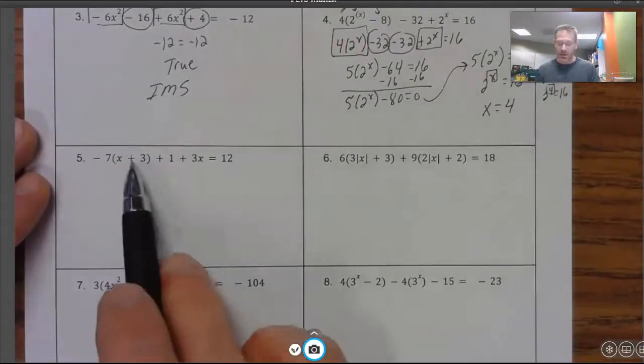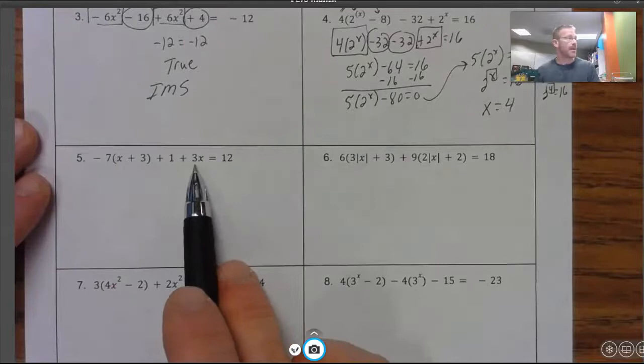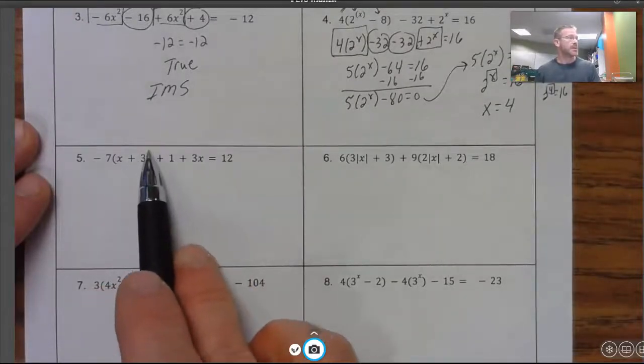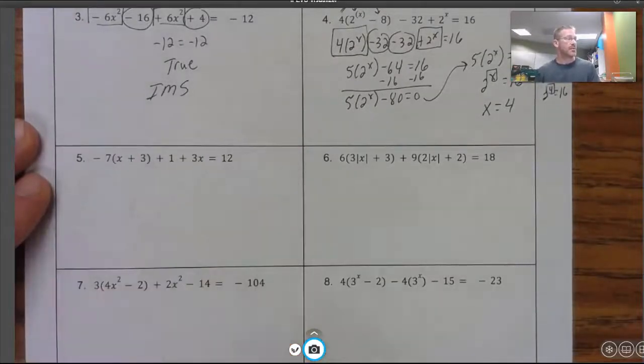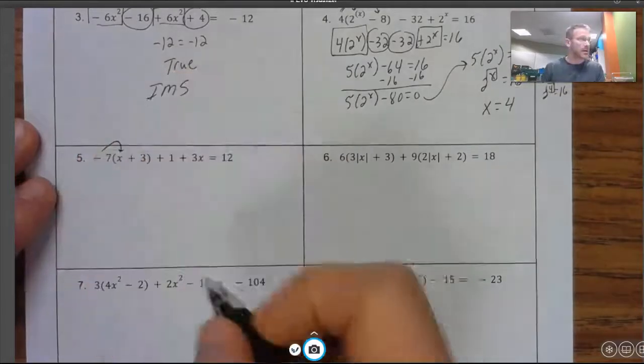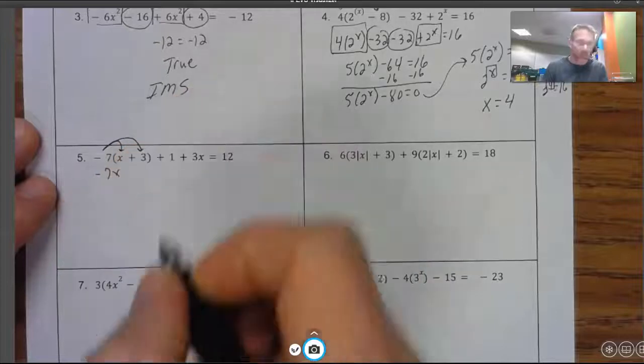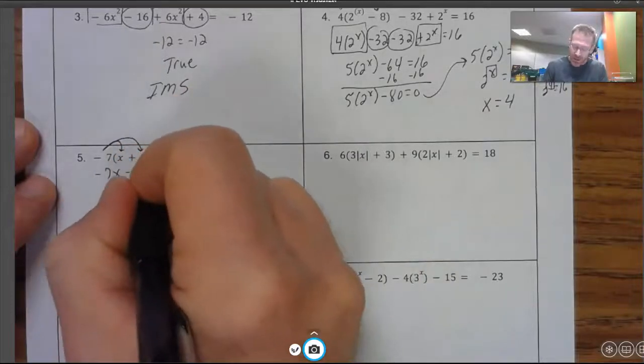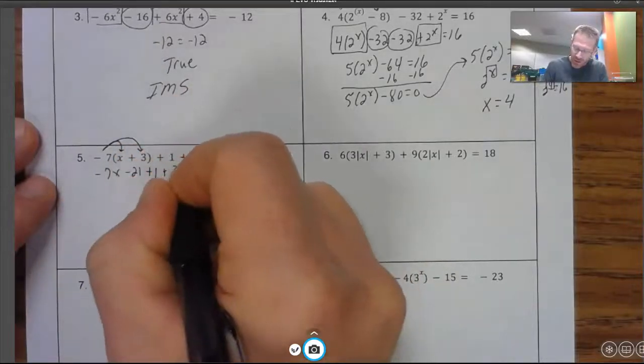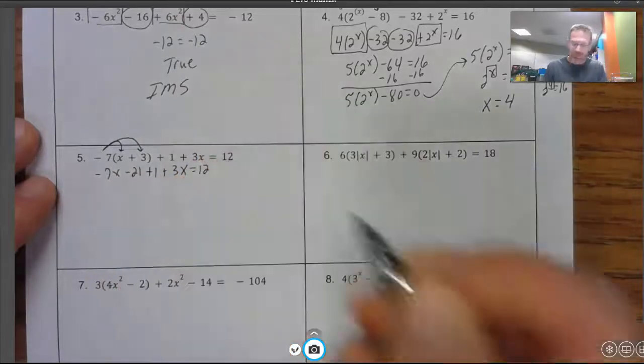All right, so I can see that this is a linear problem. I have parentheses. I see that they're open, so I can distribute into them. So negative 7 times x is negative 7x. Negative 7 times 3 is negative 21. And we'll just bring down all the other stuff in our problem.